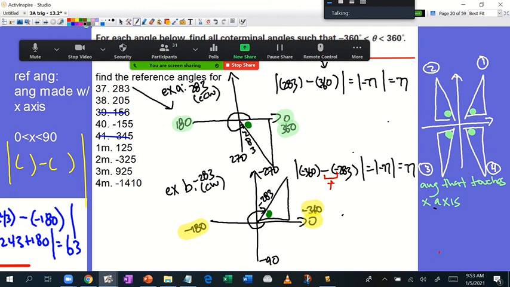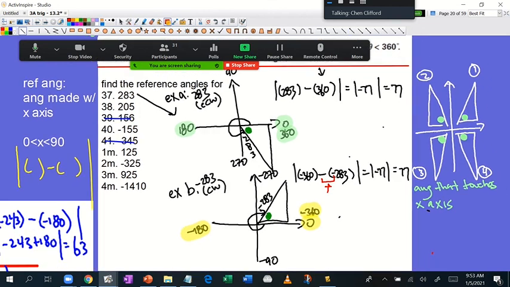And that basically is reference angle. So anytime you have a positive reference angle, do it like the top. Anytime you have a negative, when it's asking you to find a negative reference angle, go ahead and do it like the bottom.